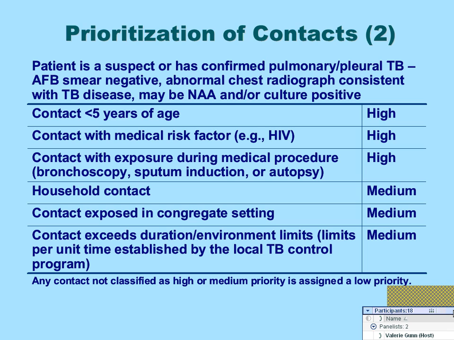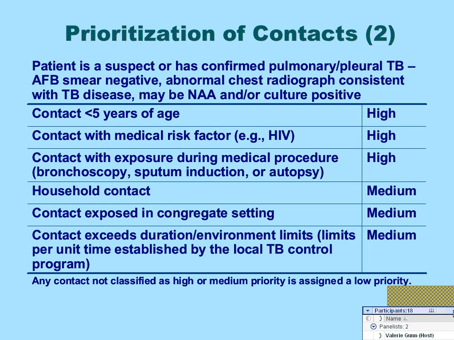In the next scenario, we have a patient who was suspected or confirmed to have pulmonary TB, but has an AFB negative smear, and a chest X-ray is consistent with TB but does not show any cavitation. So in this situation, it's thought that the index case is possibly less infectious and therefore less likely to transmit infection. So those that have intimate contact with this index patient are, in contrast to the earlier example, put down into a medium priority category. That would include household contacts or the contacts that are exposed within a congregate setting.